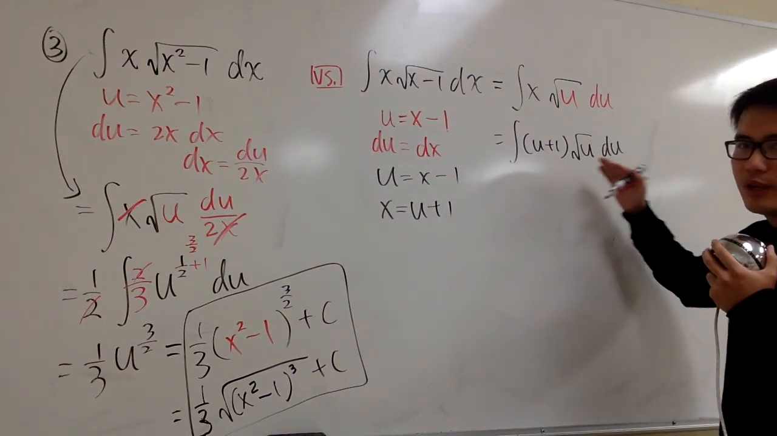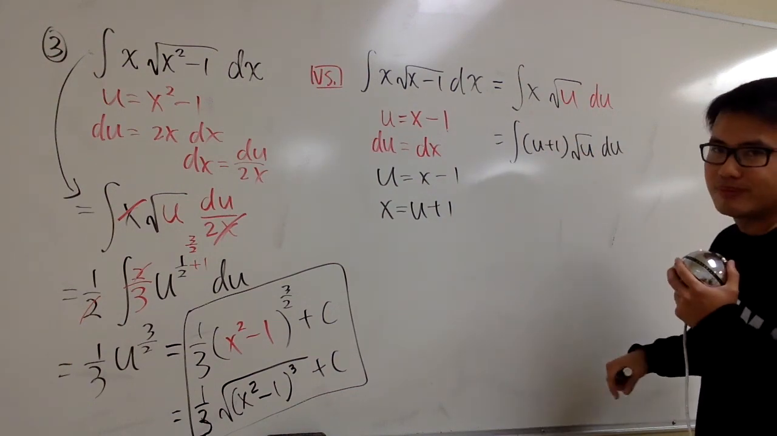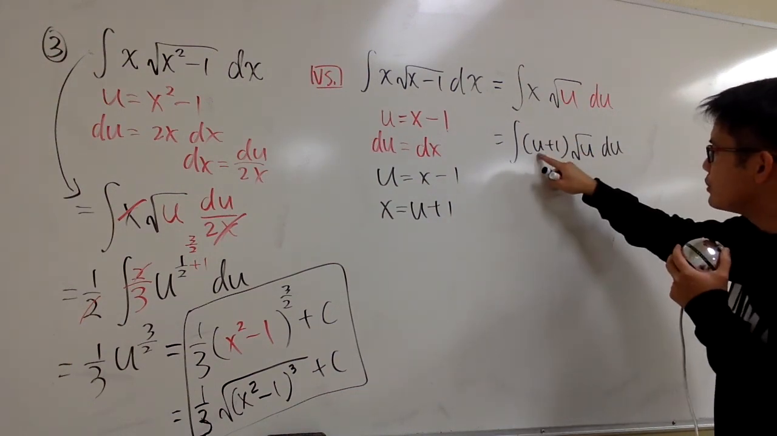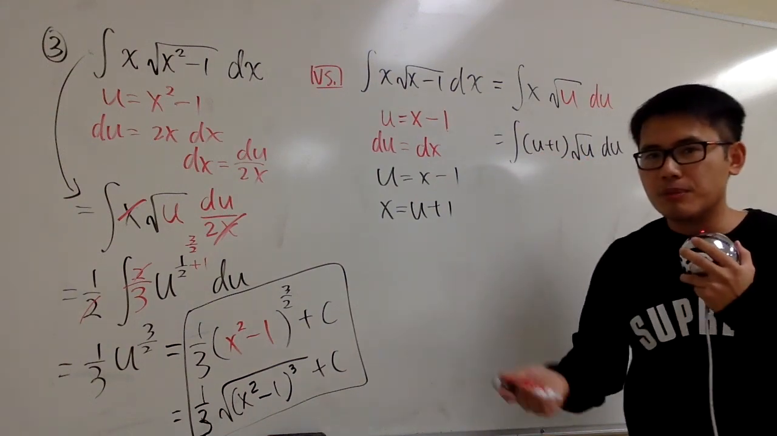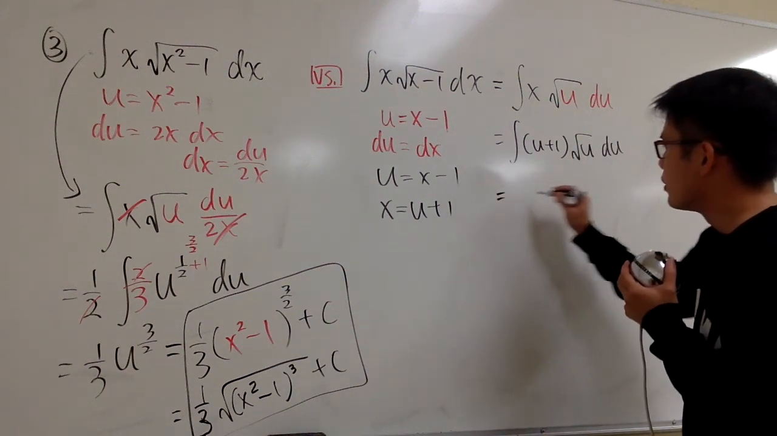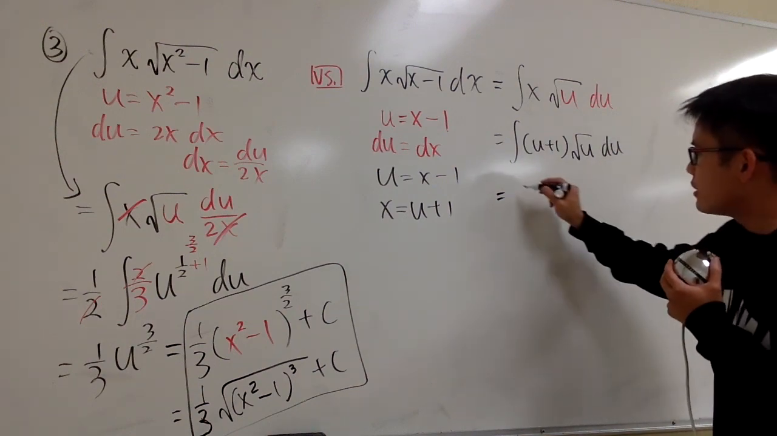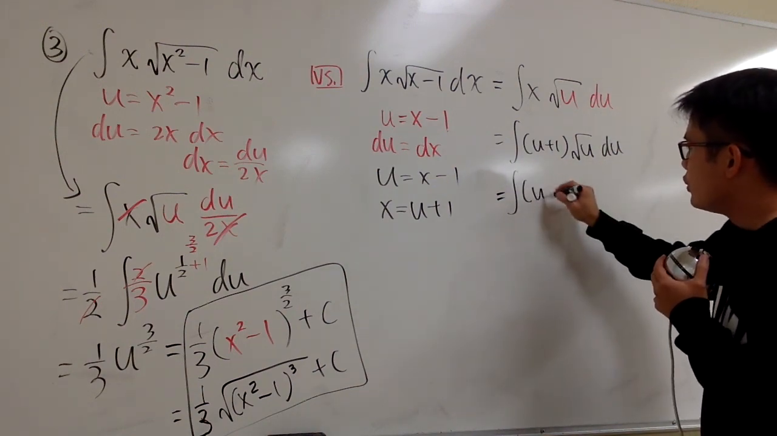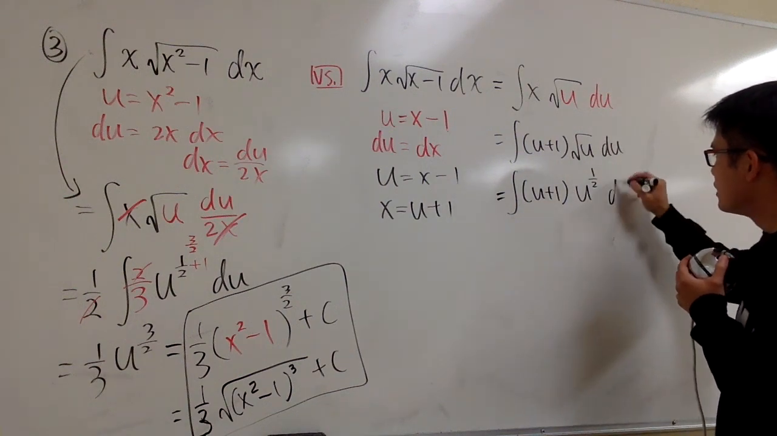Okay, how can we integrate this? Can we just use the reverse power rule with the u? No, because this u and the square root of u are affecting each other, right? So we have to make sure we multiply things out. So we're still just doing algebra right now. Let's write the square root of u as u to the 1/2 power. So this is integral u plus 1, and this is u to the 1/2 power du.